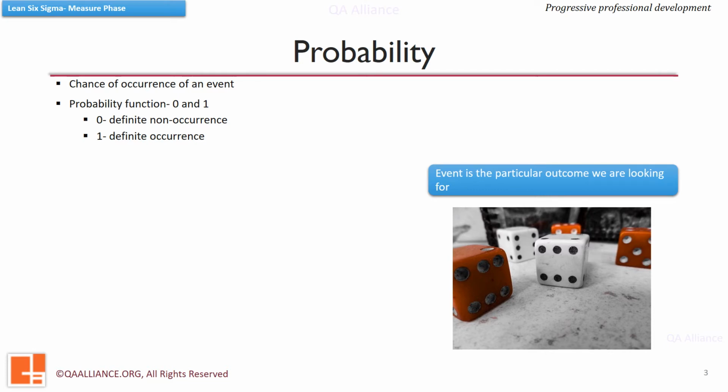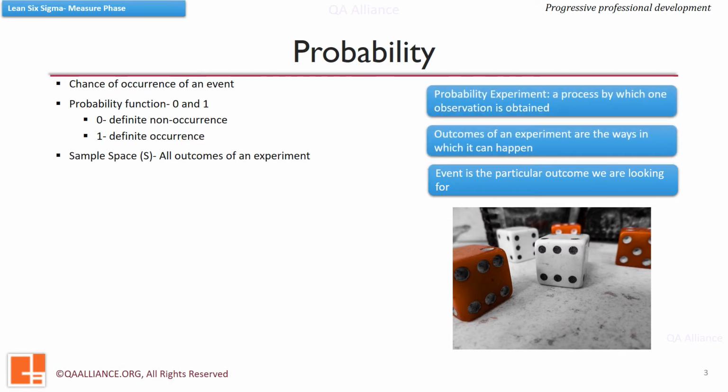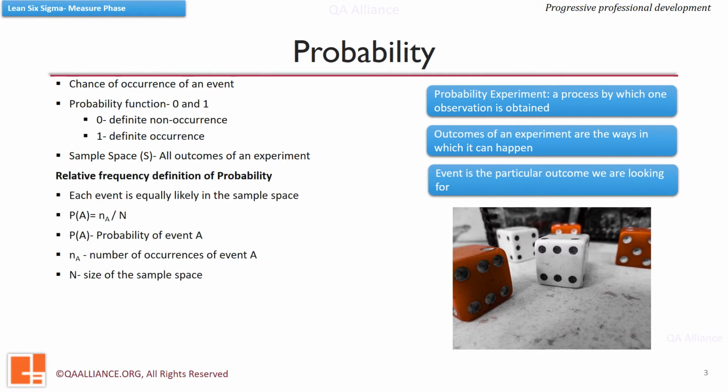Sample space, S, is the set of all outcomes of an experiment. Statistically, we can establish the definition of probability as follows. If each event in the sample space is equally likely to happen, then the probability of an event A is given by the number of occurrences of event A divided by the size of the sample space. Let us understand this with the help of an example.